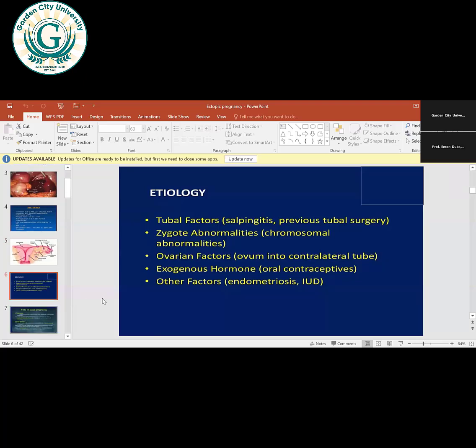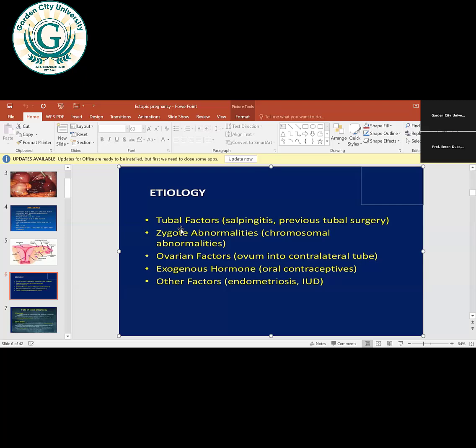Now, what is the etiology of ectopic pregnancy? We have tubal factors, we have zygote abnormalities, we have ovarian factors, and I don't know why this thing is closing my view. To go down, it has refused. Please, somebody read what is there.